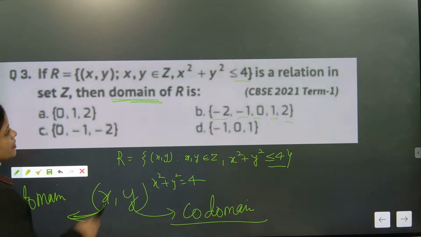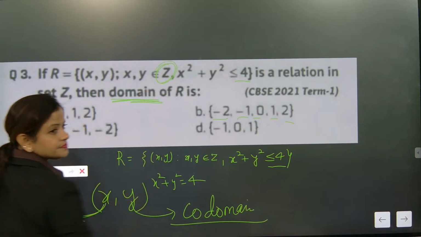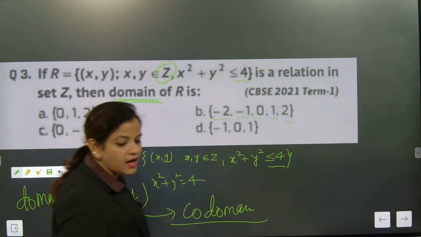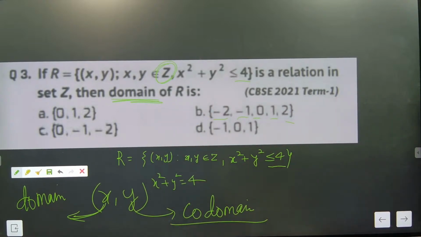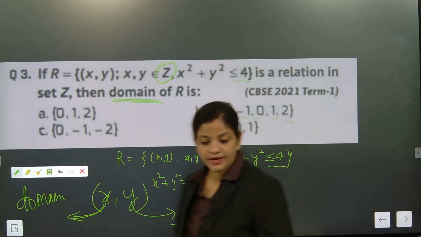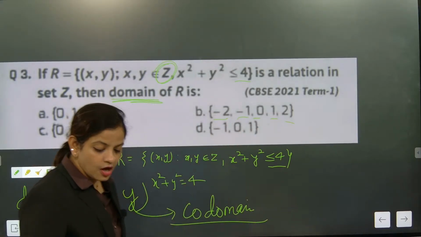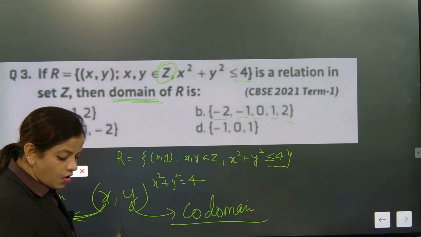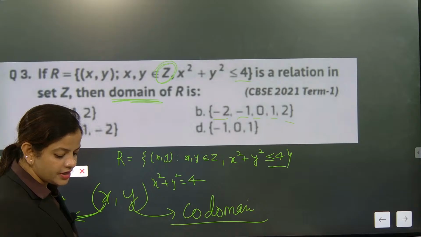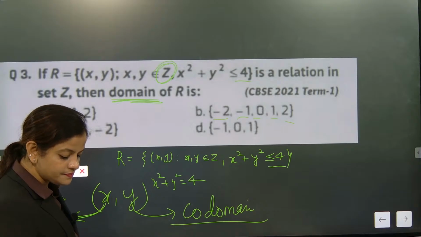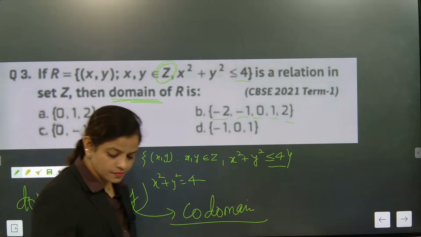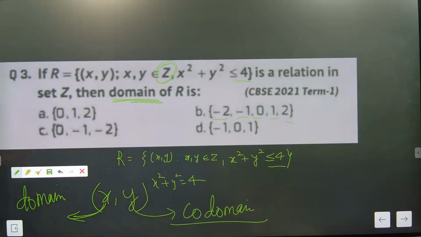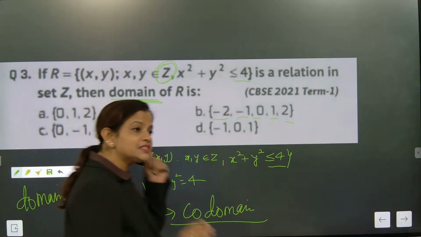No, because it is integer. x and y are integer. Remember this part: x and y are integer. So since x and y are integers, all positive and negative values will definitely be included. Understood or not? So B is the correct answer.